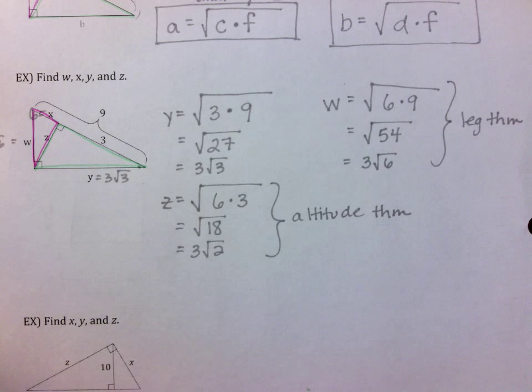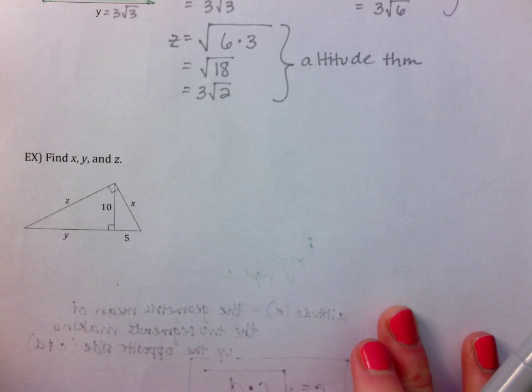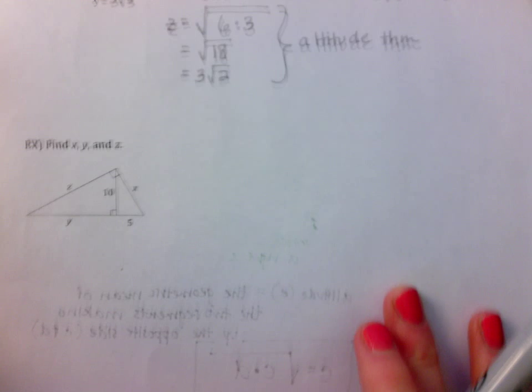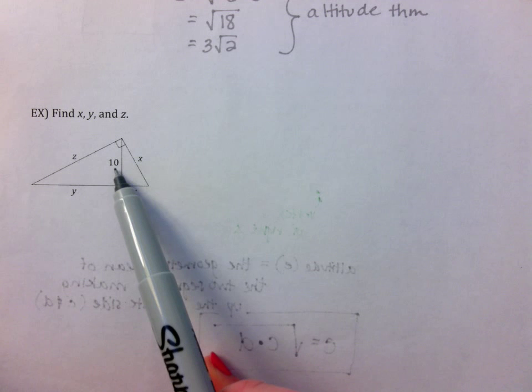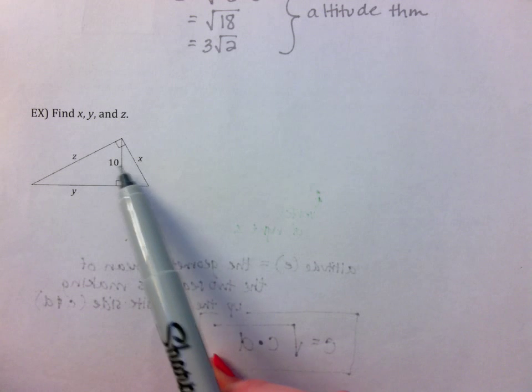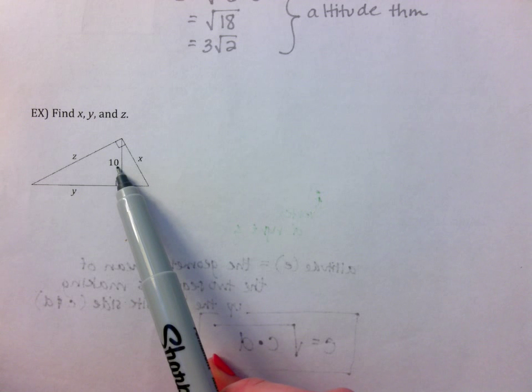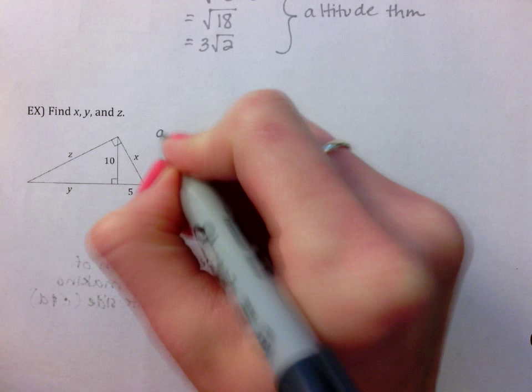All right, let's do one more. Oh, my paper bled through a little, so ignore this stuff down here. Okay, so in this right triangle, we have the altitude given to us. So let's start with the altitude theorem, using that.